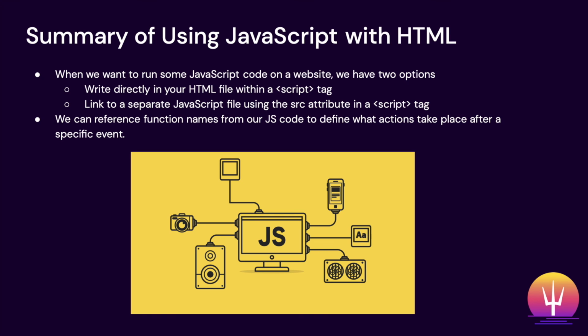So to summarize, when we want to run some JavaScript code on a website, we have two options. You can directly write in your HTML file using the script tag, or you can link separate JavaScript files using the source attribute in the script tag. We can reference function names from our JavaScript code to define what actions take place after a specific event.